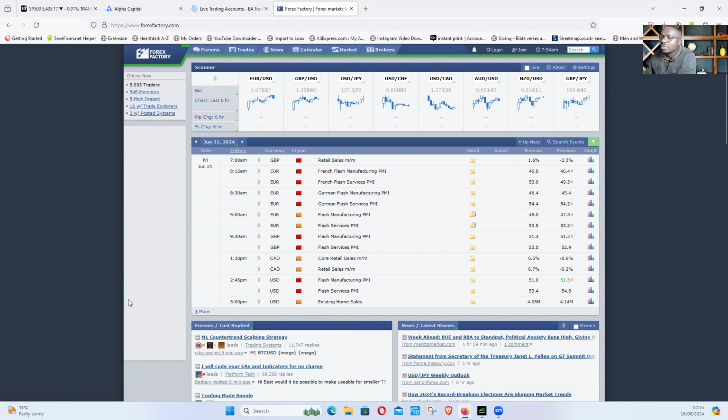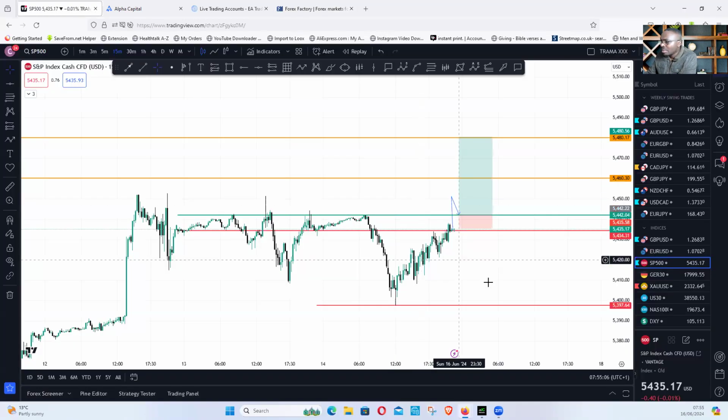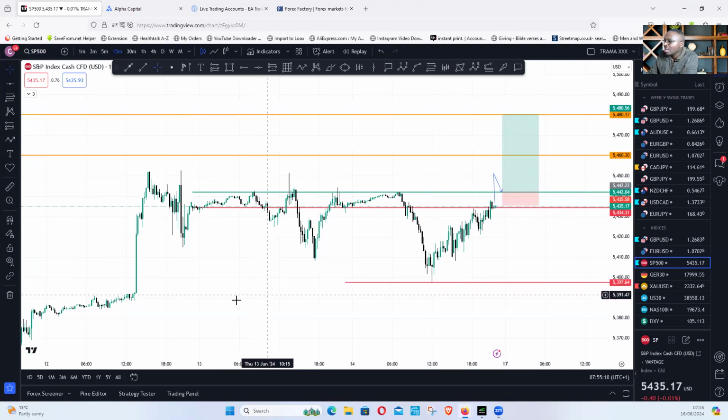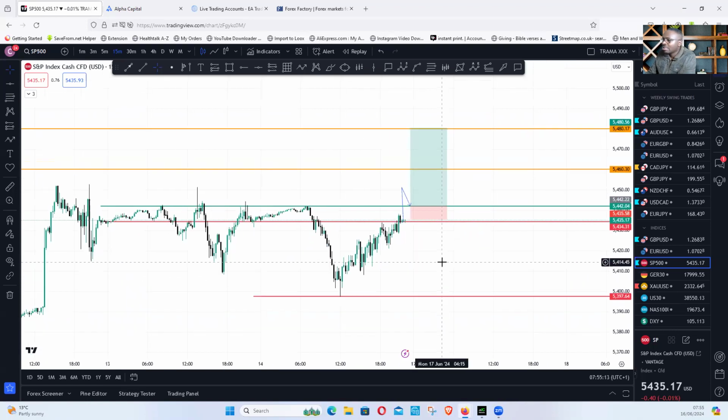So trade wisely. Don't trade during the news. You can trade after the news to look at the momentum. If the market doesn't give you opportunity during the news, do not force the trade, because it's not a good idea for you to be trading the news. You don't know which direction it's going to go, so don't even force it. All right, so that's what I'm looking at on this trade.